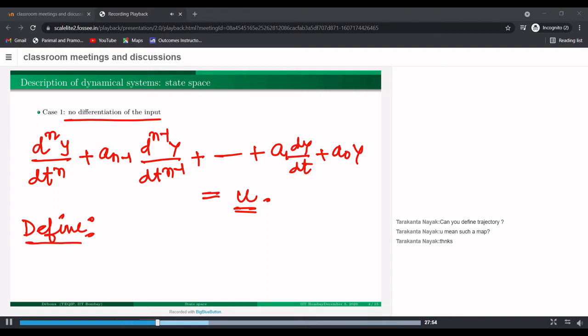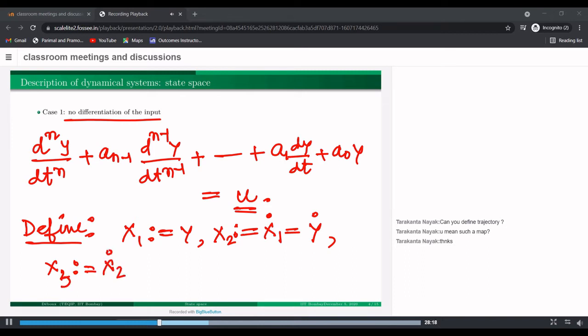We define x1 to be equal to y, right? Then we define x2 to be equal to x1 dot, which is also equal to y dot from our earlier definition. Then we define x3 as x2 dot, which is the same as x1 double dot, which is the same as y double dot. And I'm sure you understand what's going on.